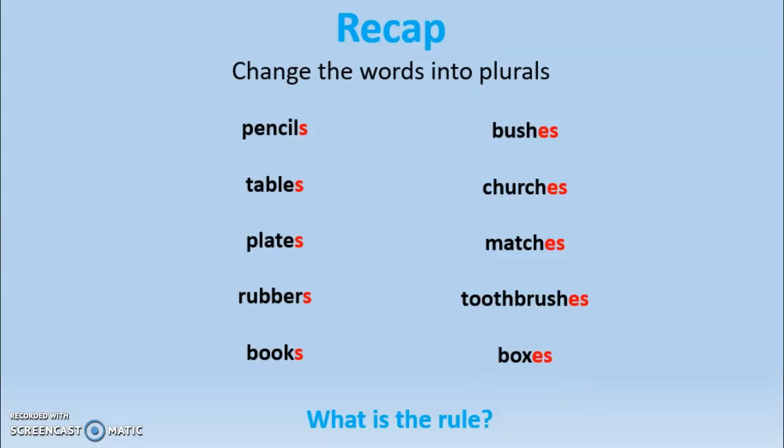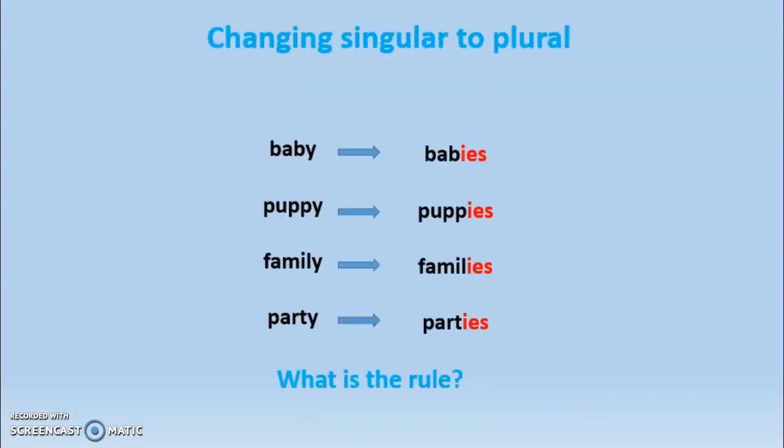Okay, I hope you did well with those. So today we're going to learn a new rule. We're going to be changing these words from singular to plural. Can you have a look at the words? Baby becomes babies, puppy becomes puppies, family becomes families, party becomes parties. Can you guess what the rule is? Pause the video and have a think about it. Look at the words and how they have changed and see if you can guess what the rule is.